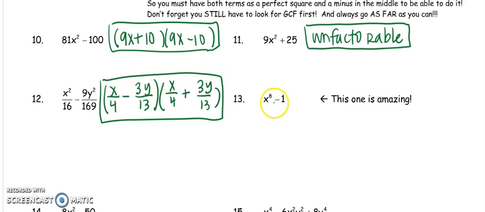13's amazing. So we have an x to the 8th. So we're just going to use an x to the 4th then. No big deal. Don't freak out, because remember, it's got to be the same thing in both spots. X to the 4th times x to the 4th multiplies to x to the 8th. And then we've got our plus and minus 1.